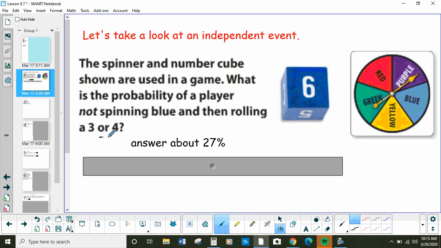Okay, so let's look at our skills again. Or means to add, right? Not blue, count up the ones that are not blue. And means to multiply. Okay, those are the new skills we're talking about today.